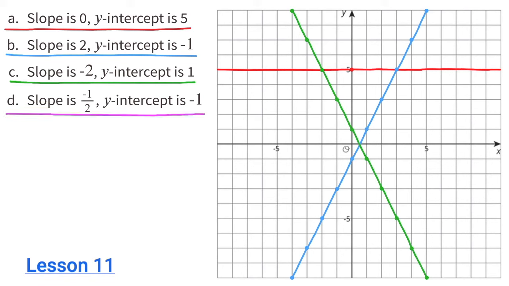D. Slope is -1/2. Y-intercept is -1. I'll start by plotting a point for the y-intercept, which is -1 on the y-axis. And since the slope is -1/2, I can start at that point and move down 1 and to the right 2 as many times as I need to plot new points. This purple line represents a line with a y-intercept of -1 and a slope of -1/2.